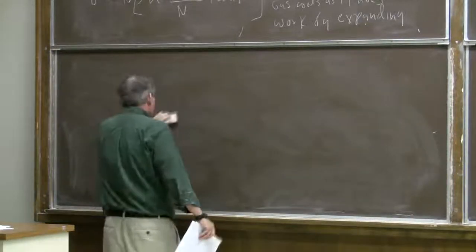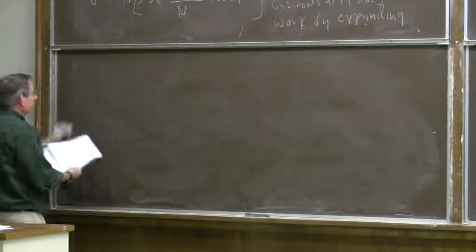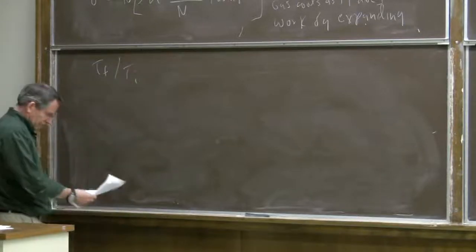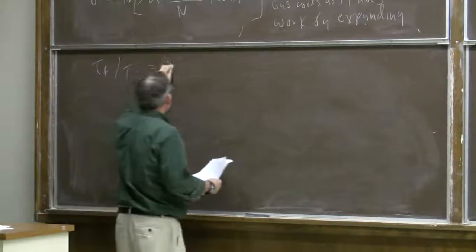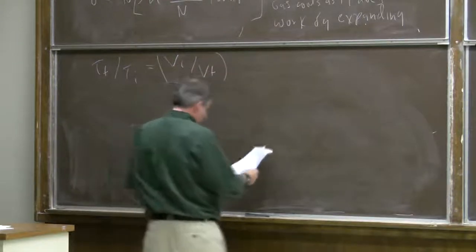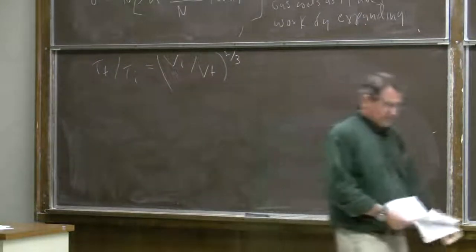And what we've just learned from the entropy being constant is that the final temperature, after the gas expands, divided by its initial temperature, is equal to the ratio of the initial volume to the final volume raised to the 2/3 power. That tells us exactly how it cools as it expands doing work.